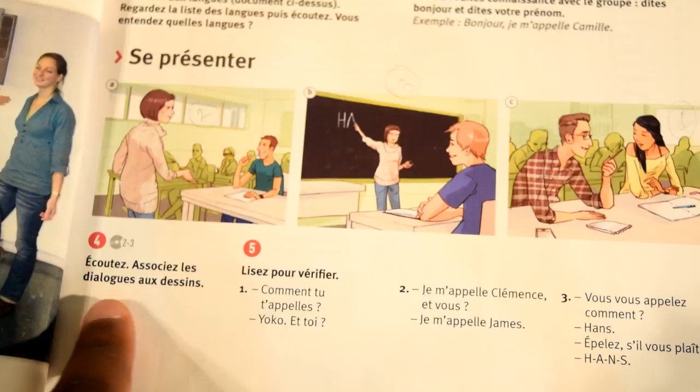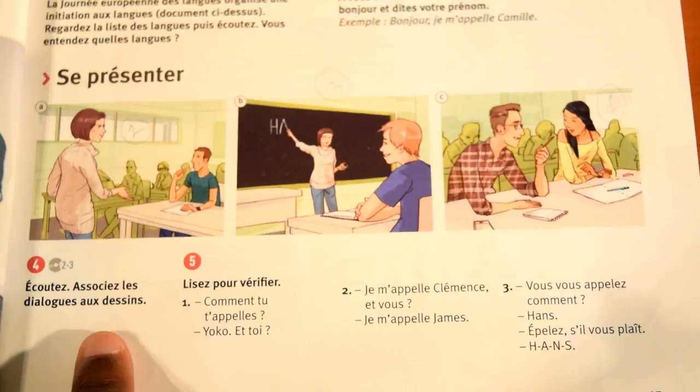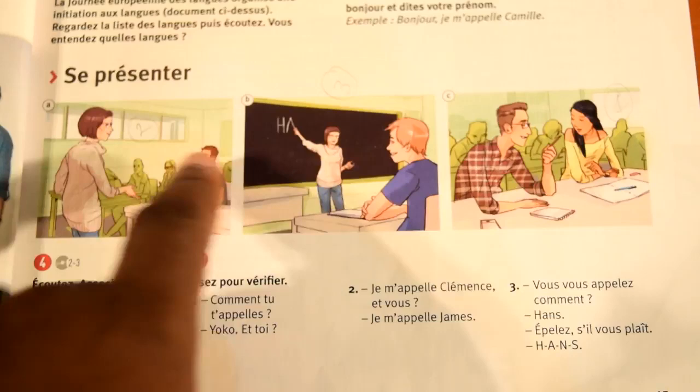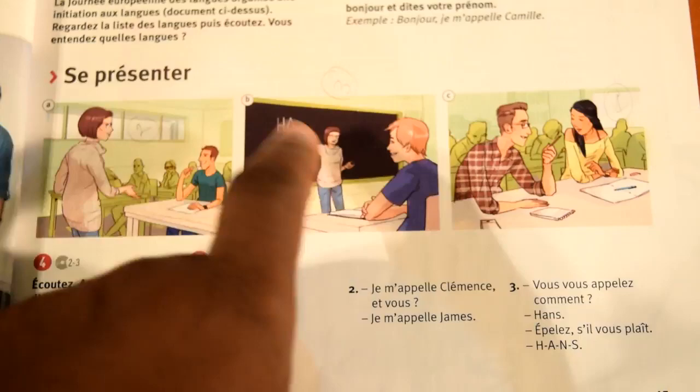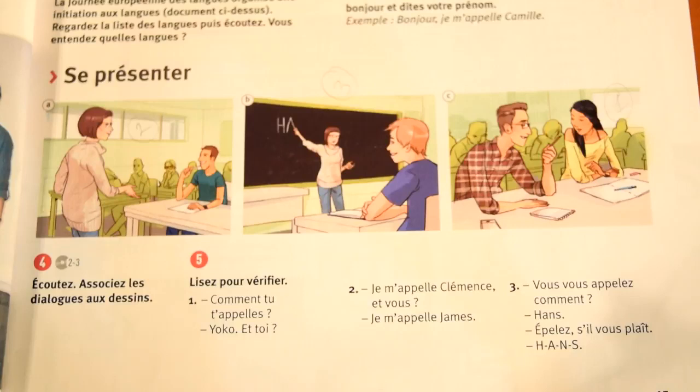So you're going to listen to an audio and try to link each dialogue with one of these drawings. You listen to dialogue one and see if it corresponds with any of the three. Then you listen to dialogue two and then dialogue three. So it will be counting un. Un means one. Two is deux. And trois means three. So listen.